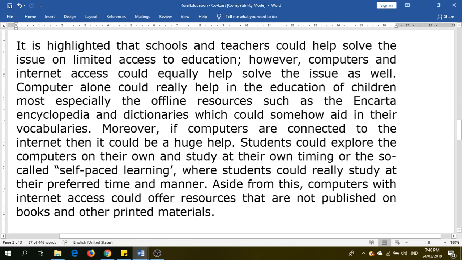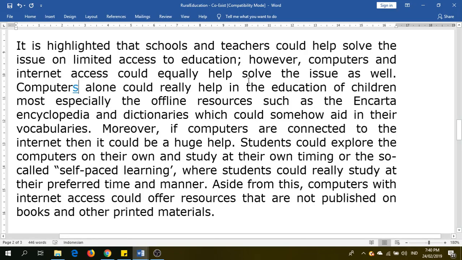In the second body paragraph, it is highlighted that schools and teachers could help solve this issue in limited access to education. However, computers and internet access could easily help solve the issue as well. Computers, there, computers with an S. Remember, this is the B1 style.